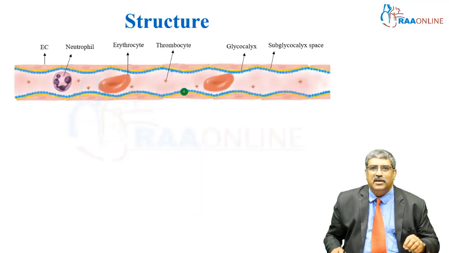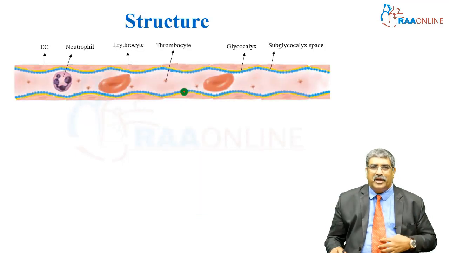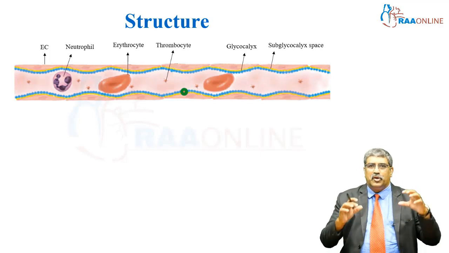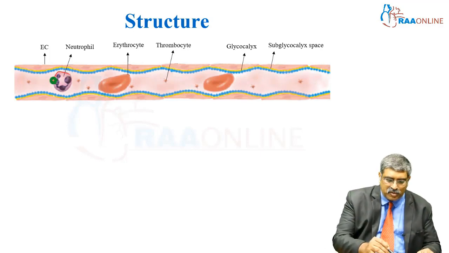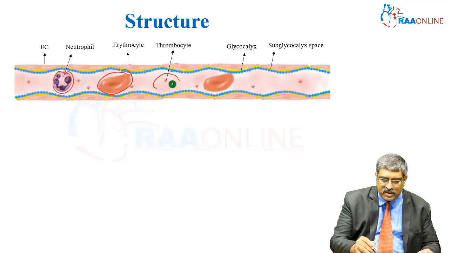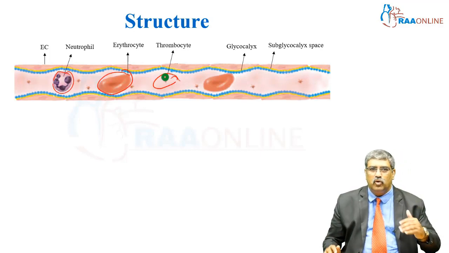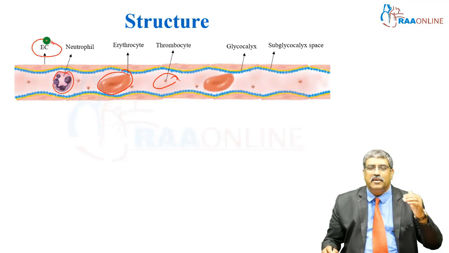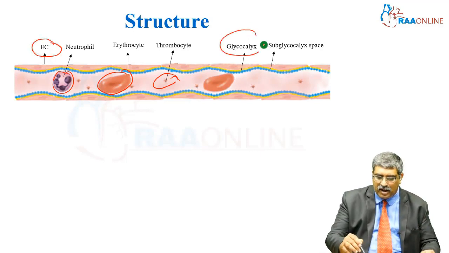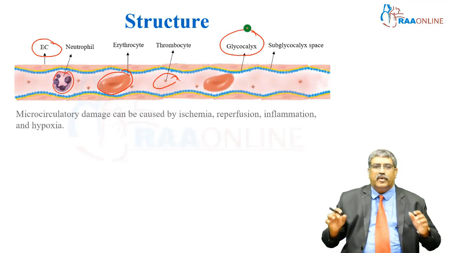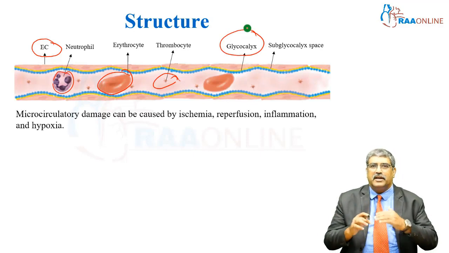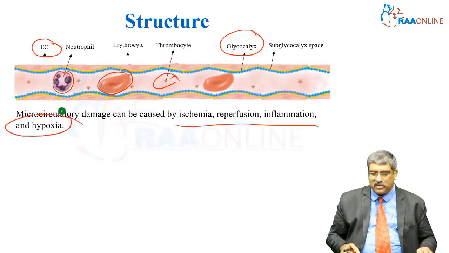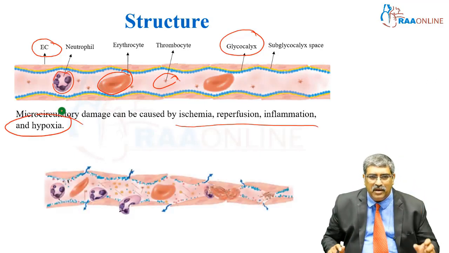Now coming to the impairment in microcirculation. As I said earlier, you have blood cells, neutrophils, erythrocytes and thrombocytes inside the vessel lumen, and the integrity of the vessel lumen is maintained by the endothelial cells and the glycocalyx. So, when microcirculatory damage happens by ischemia, reperfusion and hypoxia, this architecture will be disturbed.